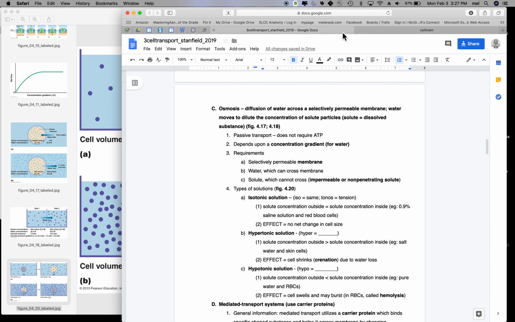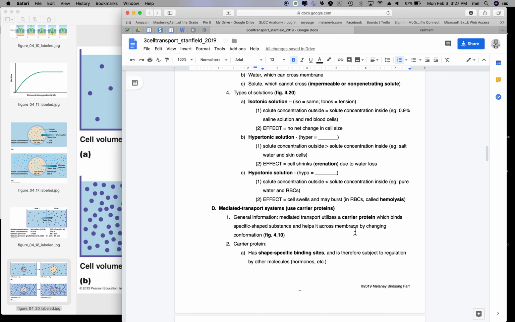I'll show you guys a video in just a second. Okay, so no net change in cell size. This would be like, for instance, when someone's dehydrated and you give them not straight water, you give them 0.9% saline or normal saline, because that allows their red blood cells, all their blood cells, to maintain the same size. Okay, so that's an example of that.